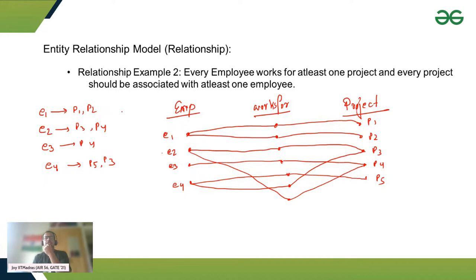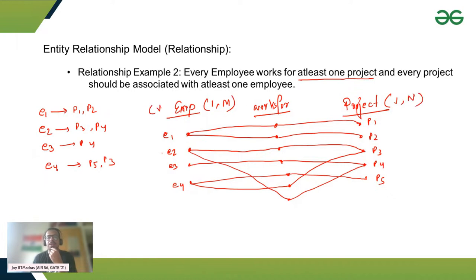From this scenario, we can directly see that every employee is working for at least one project, and every project is associated with at least one employee. So what will be the min-max scenario? What is the minimum number of relationships an employee can take part in? That is one, because every employee should take part in at least one project. Same goes for a project: the minimum is one, because a project should have at least one employee. The maximum can be M projects for an employee, and N employees for a project.